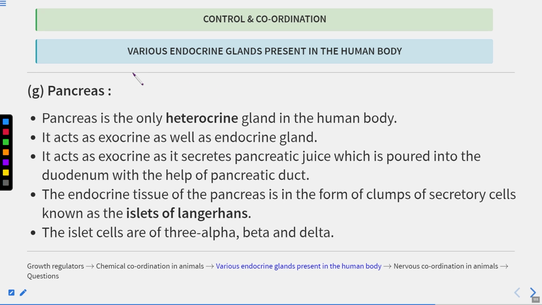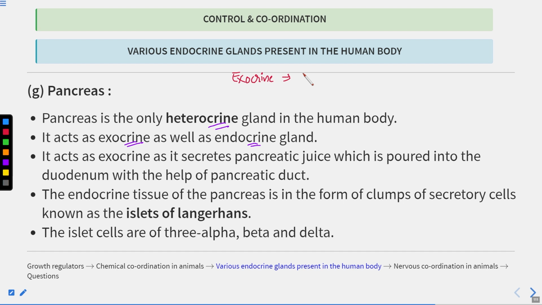So next is the pancreas. The pancreas is the only heterocrine gland in the human body. So why is it known as heterocrine? Because it acts as an exocrine as well as an endocrine gland. Pancreas is known as heterocrine because it has both exocrine as well as endocrine function.